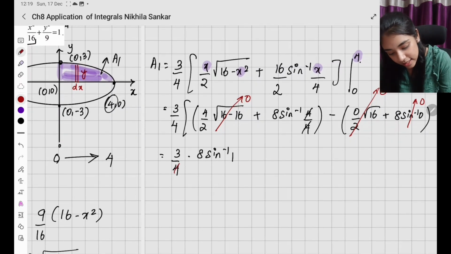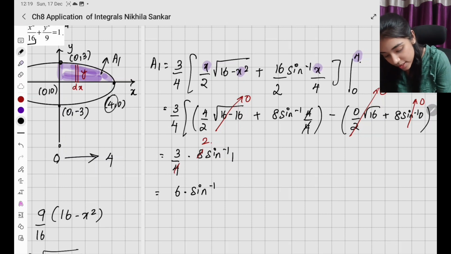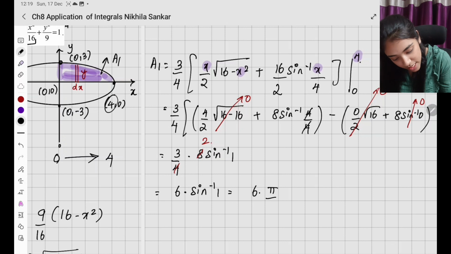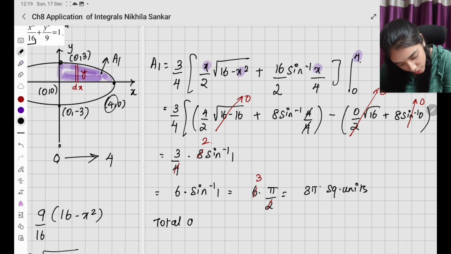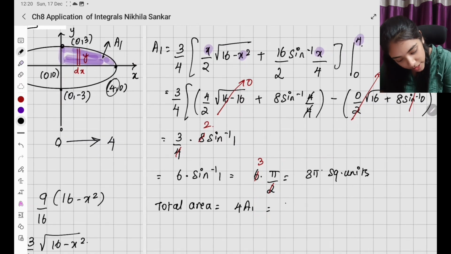Okay, what cancels here? This becomes a 2 and I'll finally have 6 times sine inverse of 1, which is going to give me pi by 2. So 6 times pi divided by 2. Here I can cancel the 2 and the 6, which will become 3. So I have 3 pi square units. But what is this? This is the area of one shaded region A1. So now total area is going to be 4 times A1, which is going to be 4 into 3 pi, which is 12 pi square units.